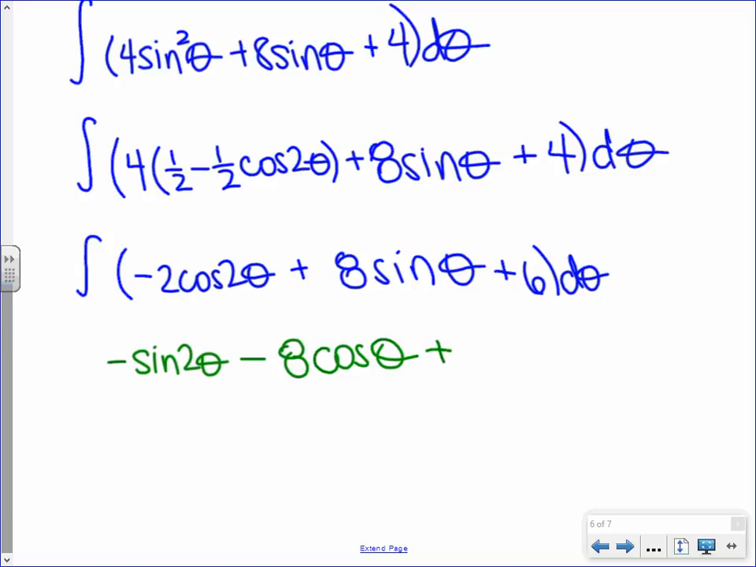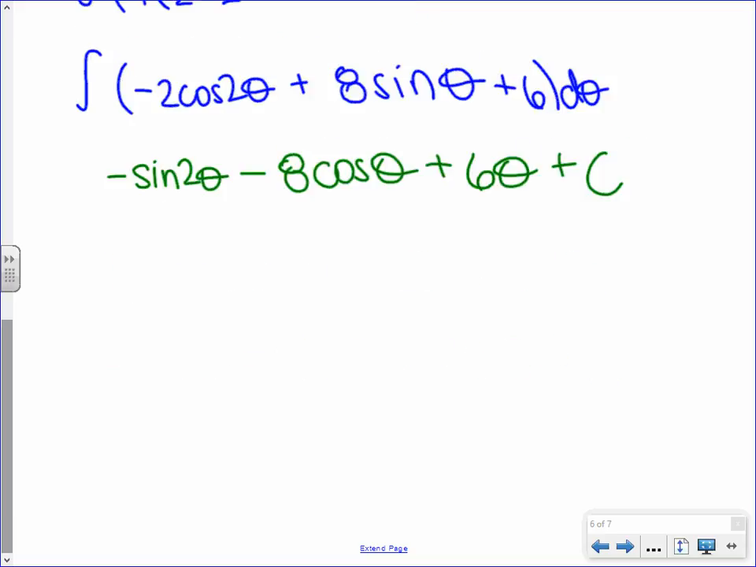Josh, antiderivative of 6. Okay, so I'll start again. Let's see. Never did I say, David, you're wrong. Just wanted you to defend your answer.